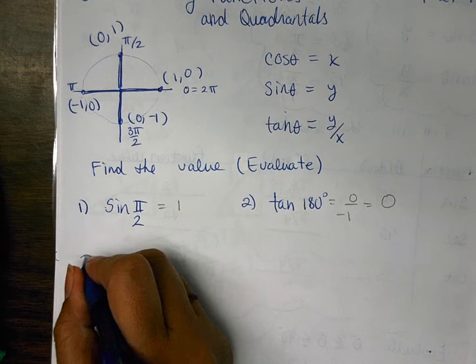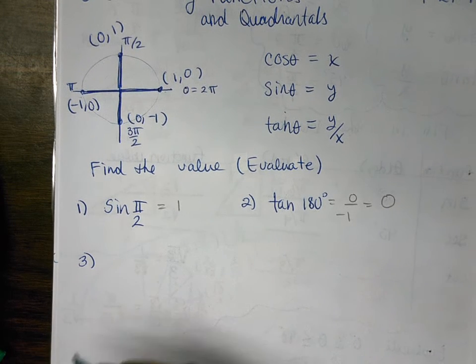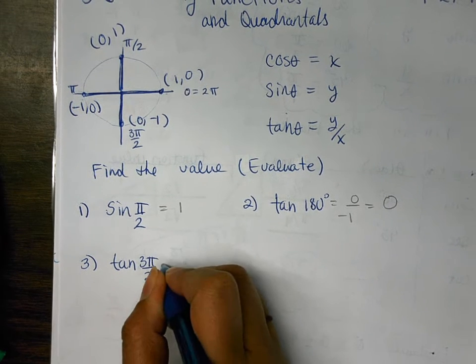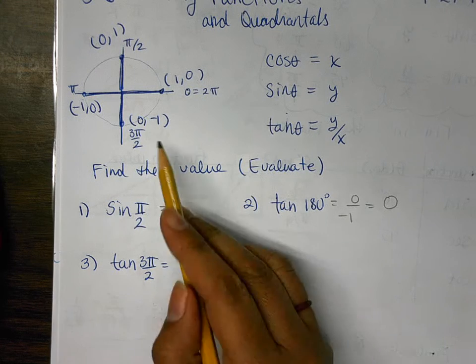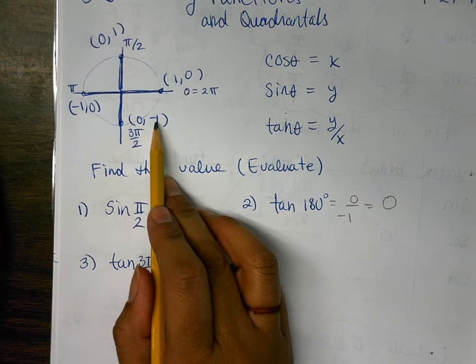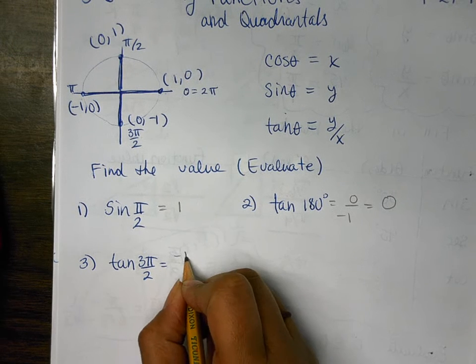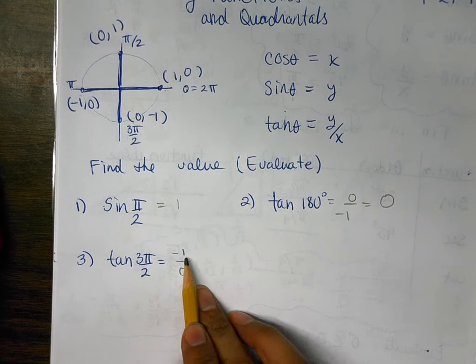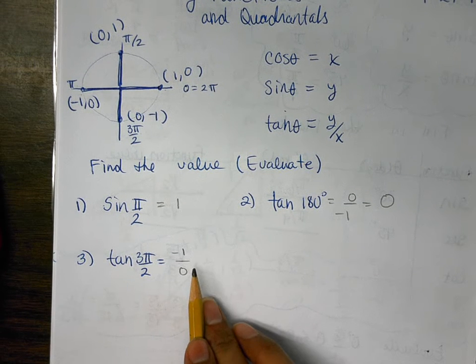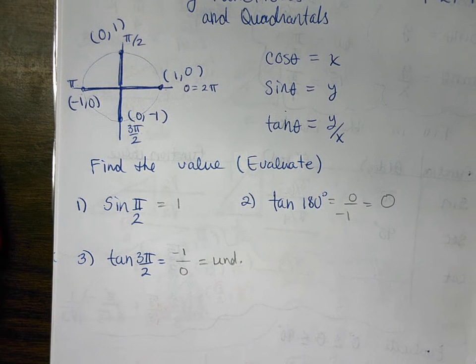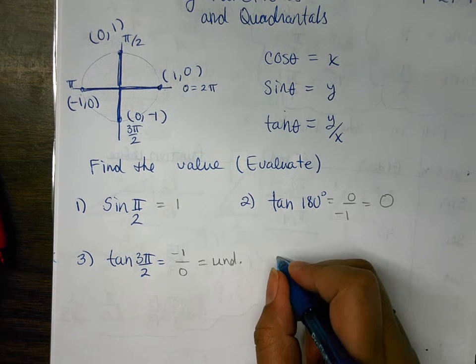Am I going too fast? We're good. Number 3, tangent of 3 pi over 2. 3 pi over 2 is here. Tangent is y over x. -1 over 0 or 0 over -1? Now, is there a difference between 0 over -1 versus -1 over 0? Yes, this one here is what? Undefined, no solution, undefined. It's mathematically impossible to divide by 0. Okay, number 4.